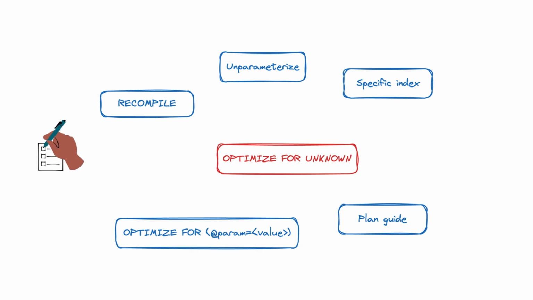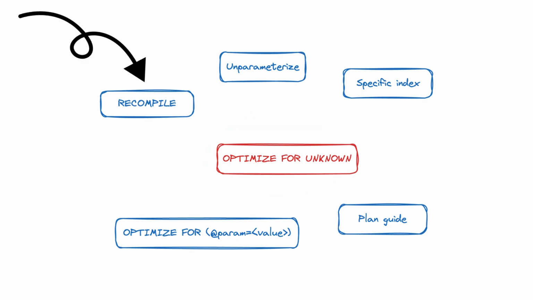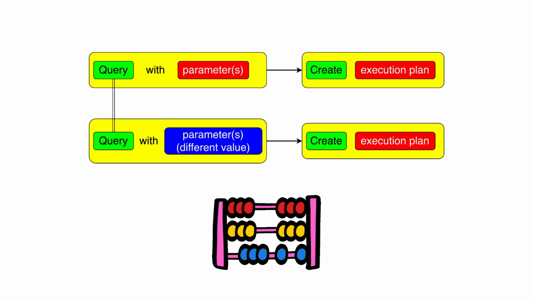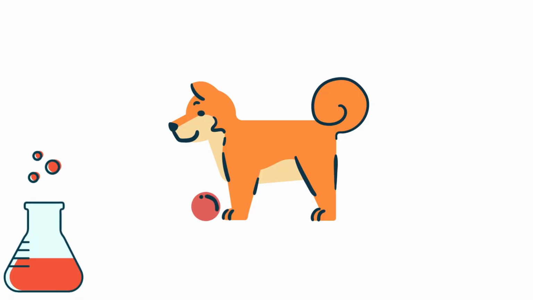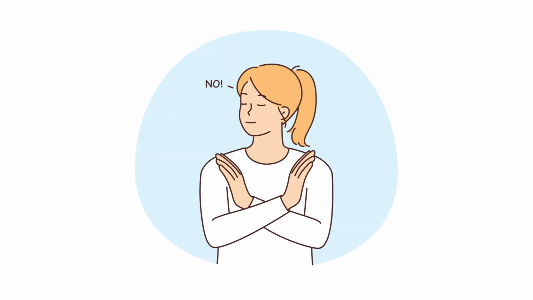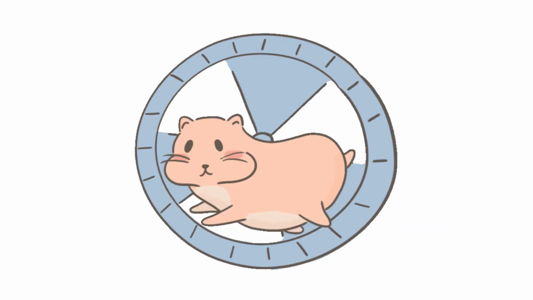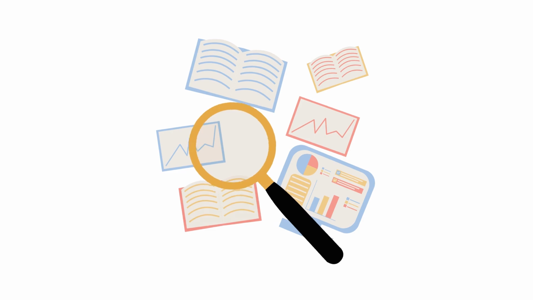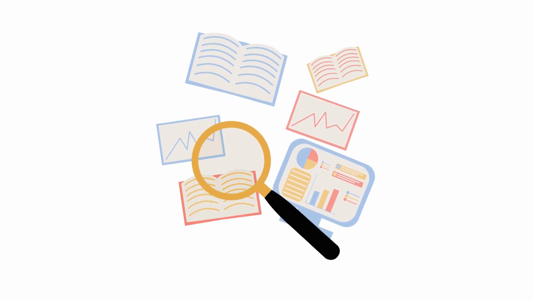I will introduce some common ways to work around the parameter sniffing issue before explaining why we should use the optimize for unknown hint. The first way is to use the recompile hint to recompile every time the query is executed. Of course, this is not a good choice. SQL Server uses parameter sniffing to reuse execution plans and reduce compilation time. This option skips parameter sniffing, which can cause high CPU usage and prevents the benefits of caching query plans.